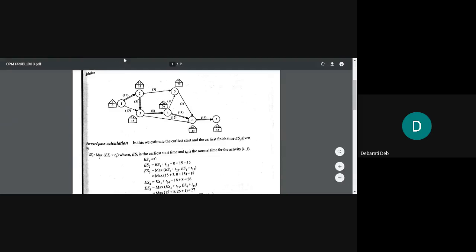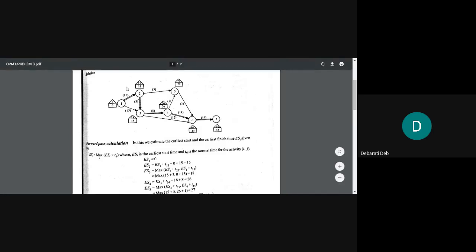Okay. Now we will have to do two types of calculation. One will be forward pass calculation and one will be the backward pass calculation. The forward pass calculation will help us to write the numbers within the houses, and the backward pass calculation will help us to write the numbers at the terrace of the houses.